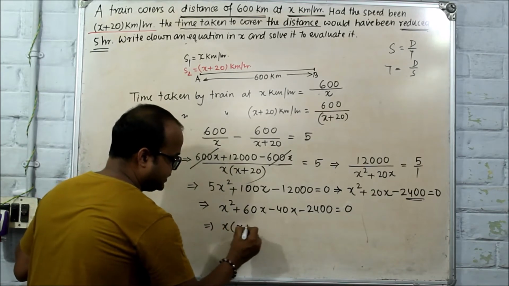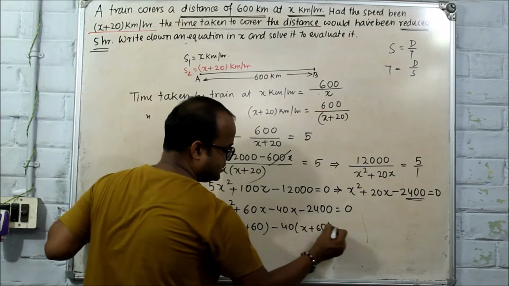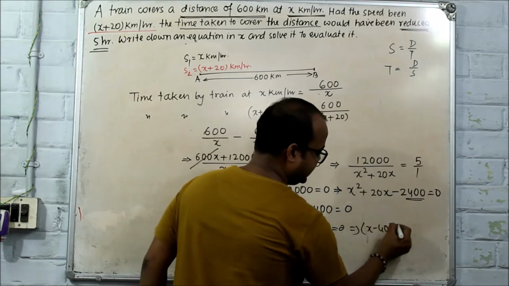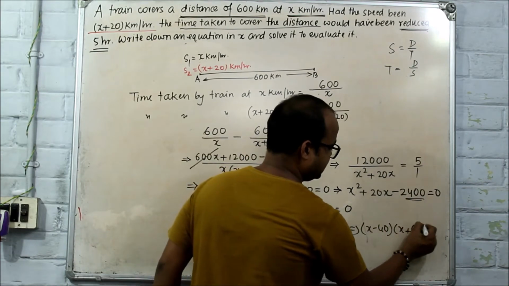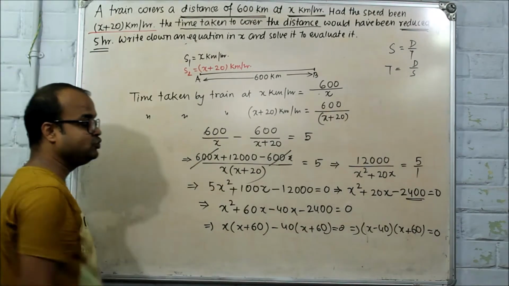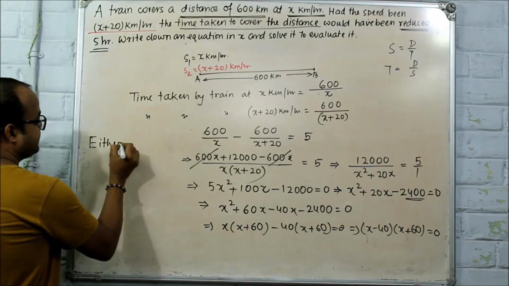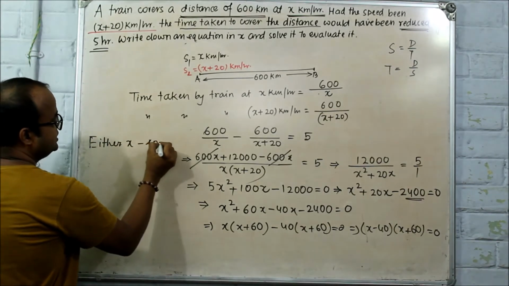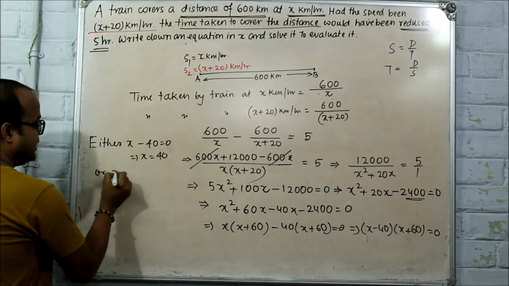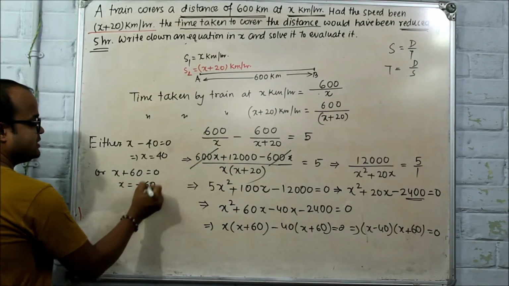x common, x plus 60, minus 40 common, x plus 60 is equal to 0. It implies x minus 40 into x plus 60 is equal to 0. Now, the product of two terms is equal to 0, so we can say either x minus 40 is equal to 0, which implies x is equal to 40, or x plus 60 is equal to 0, which implies x is equal to minus 60.